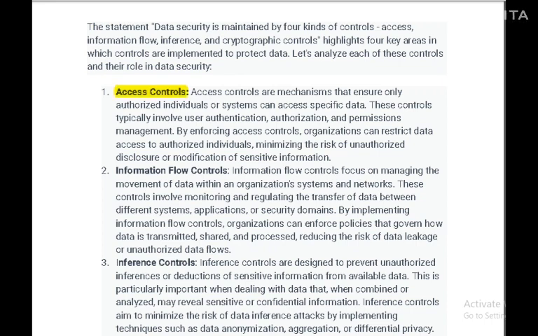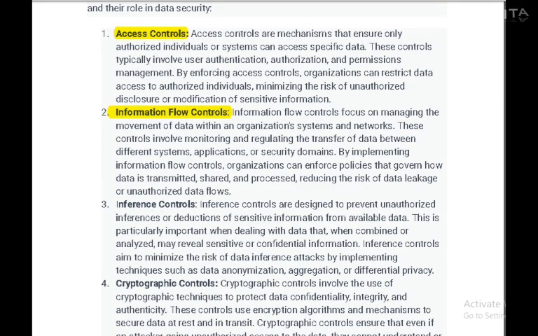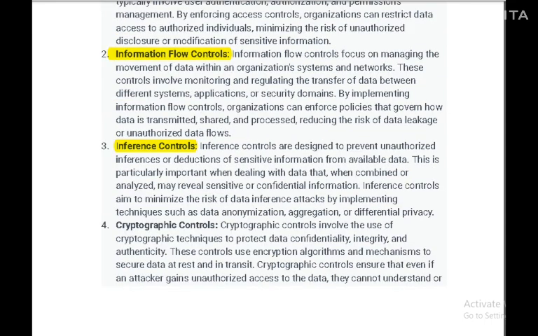First, access control is nothing but providing a control over the data, that is, who can access it or not. Information flow control mentions that the information must be secure and transferred between the user and receiver, maintaining the confidentiality and integrity of the data. Later, inference controls are designed to prevent unauthorized inference or deduction of sensitive information from the available data.